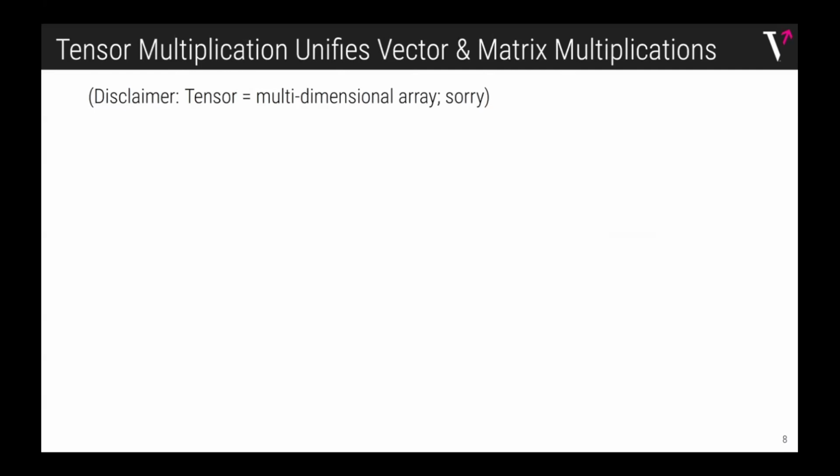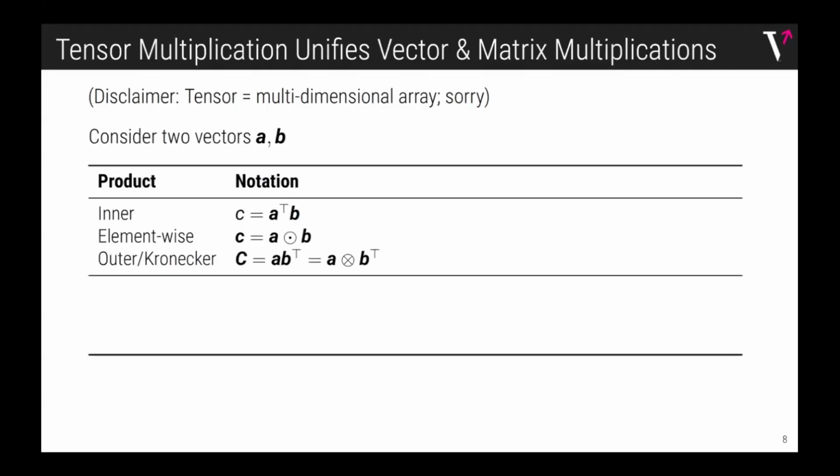I'm going to go from the basics. Let's just look at what the operations are that we can do with vectors. So we can do a dot product, we can do an element-wise product, we can do an outer product, which happens to be a Kronecker product.